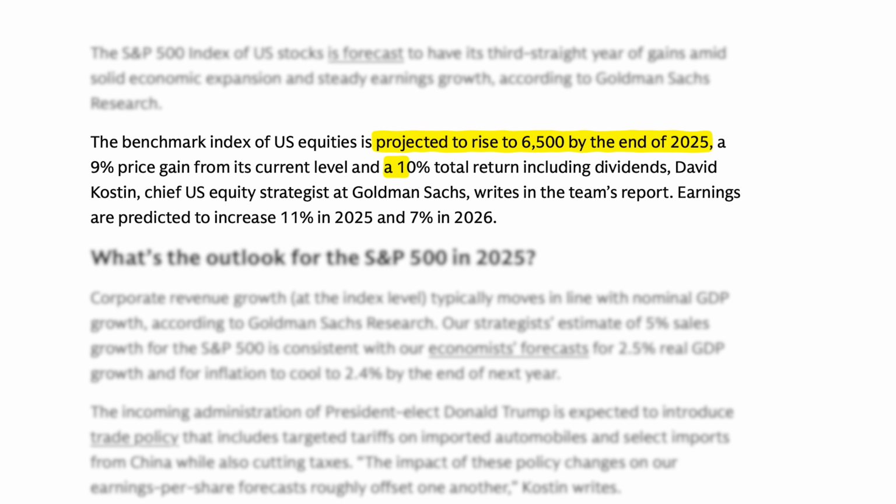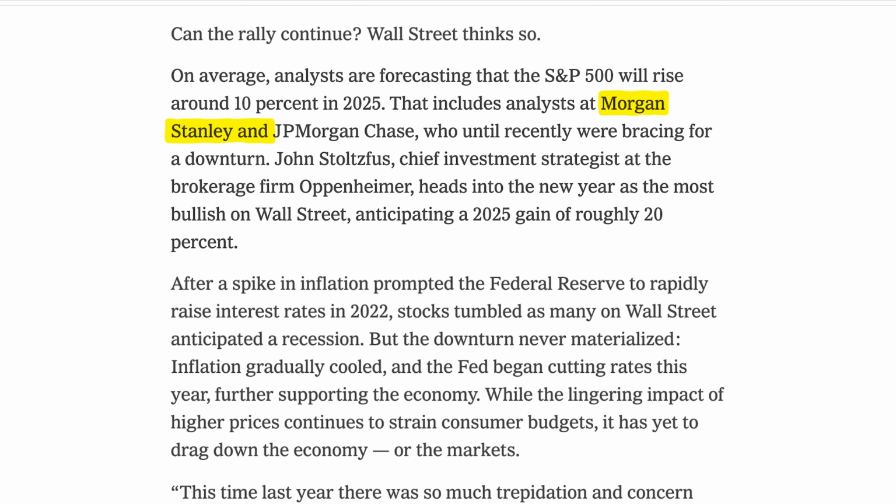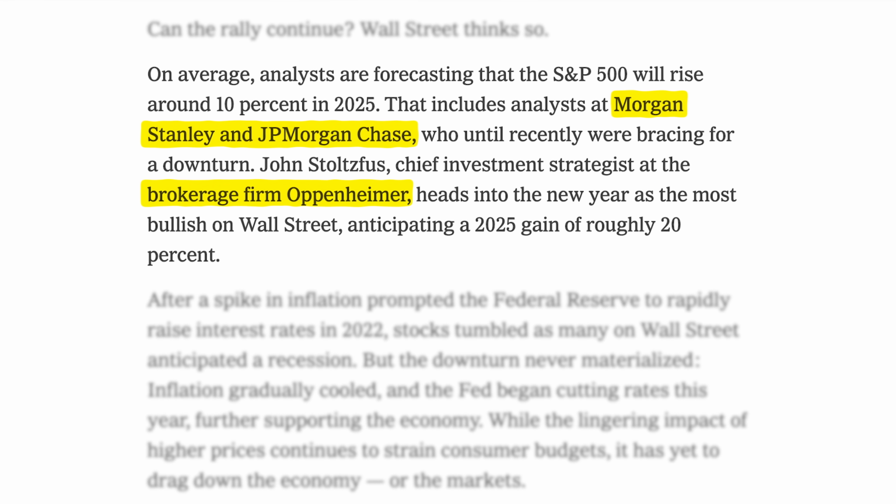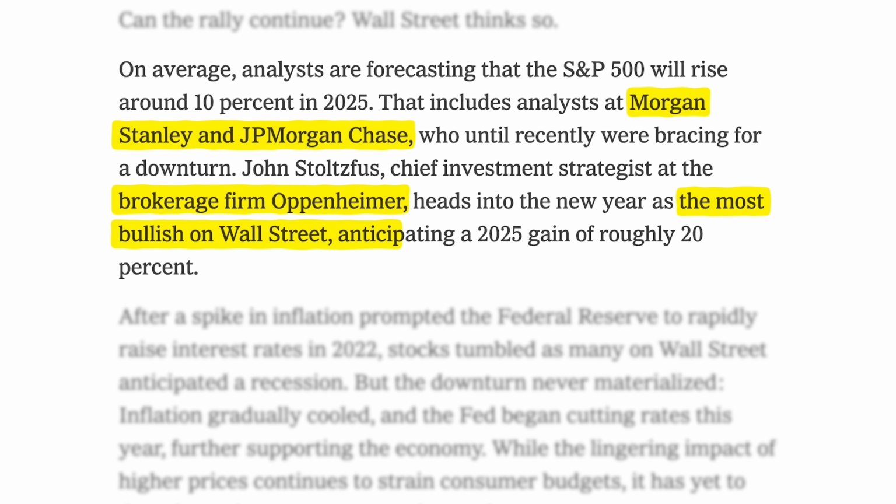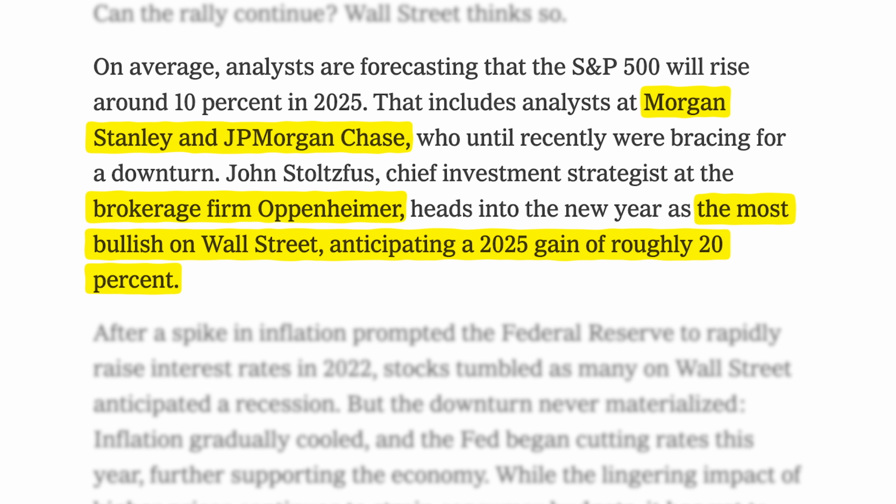For example, Goldman Sachs projects the S&P 500 to end this year at 6,500, which would be a 10% increase at today's levels, including dividends. Other firms also agree with this, including Morgan Stanley and JP Morgan Chase, and Oppenheimer came in with the most bullish case, believing the market could rise another 20% by the end of December.